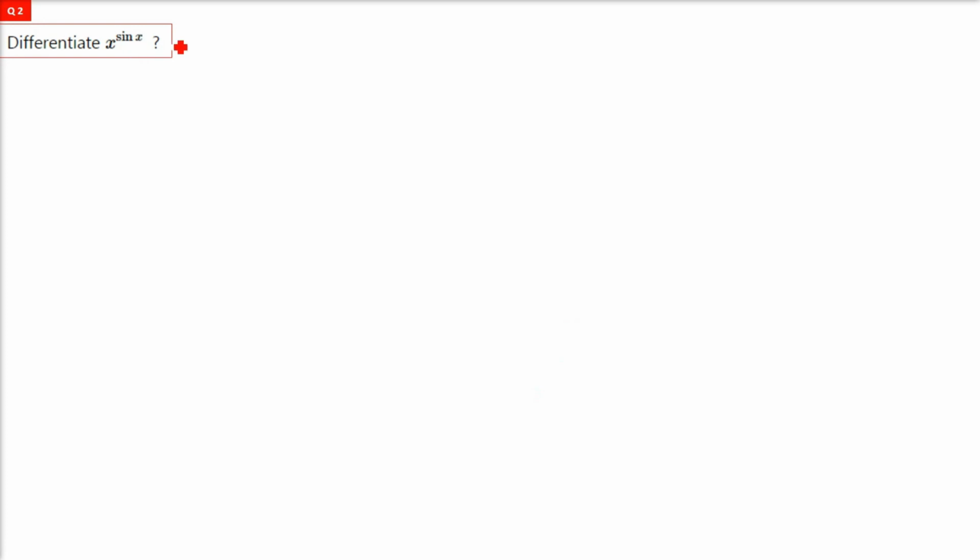x to the power sine x. x to the power sine x means we have two functions which are totally dependent on x. So we'll take y as x to the power sine x. Now take log on both the sides. It will be log y. This sine x will come in front, so it will be sine x log x. What is the next step? We take the differentiation of both the sides, d by dx and d by dx.